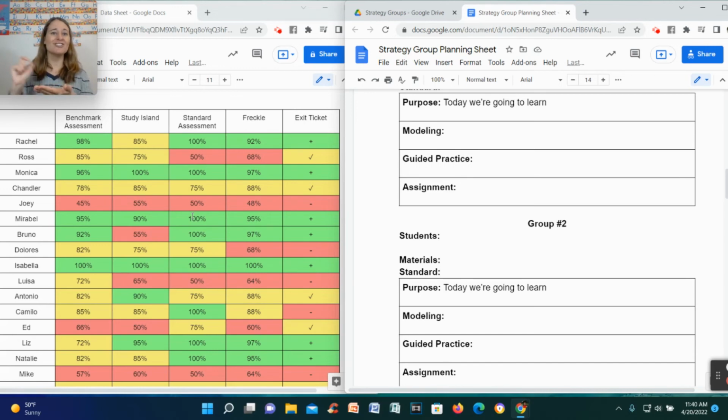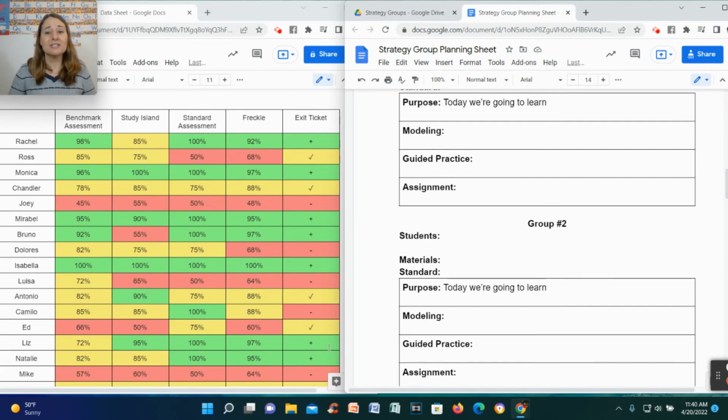You'll be taking notes all the time about which students you need to meet with for what specific strategies, and it will be much easier to put your strategy groups together. When you're getting started, I suggest starting with one data sheet, really just focusing in on that one standard and meeting with the students who need to practice it.